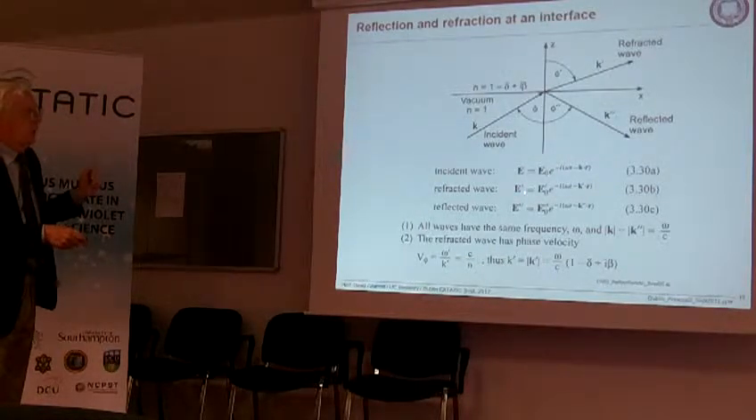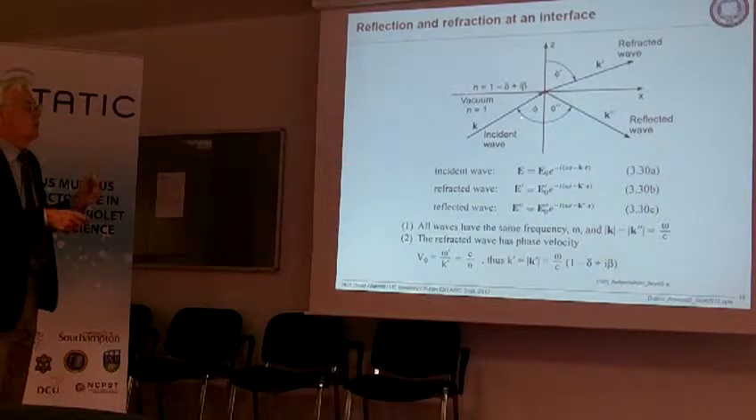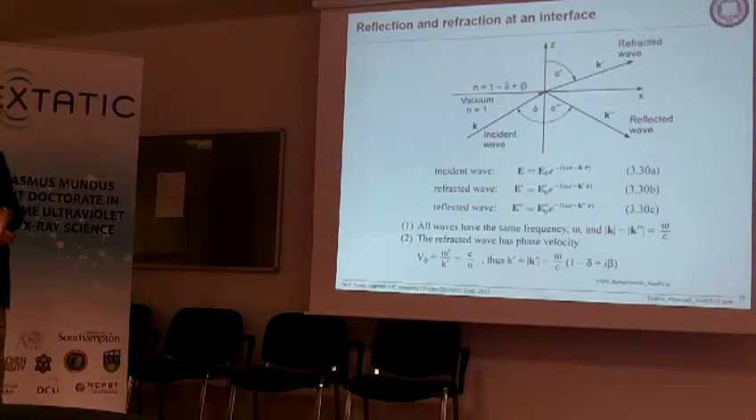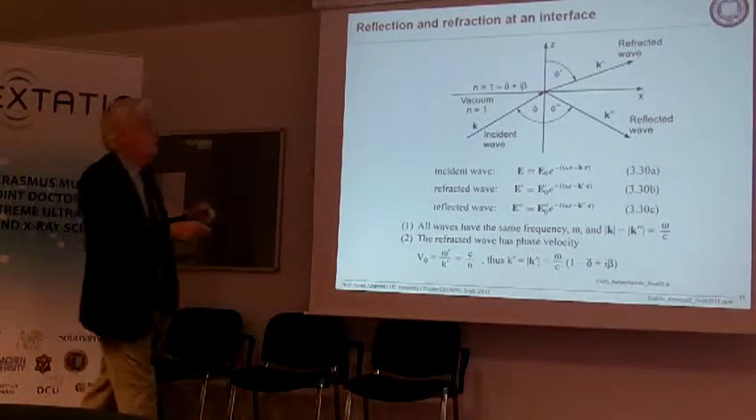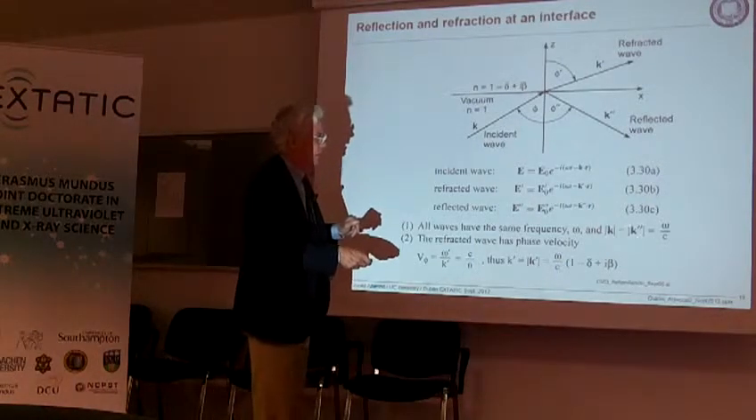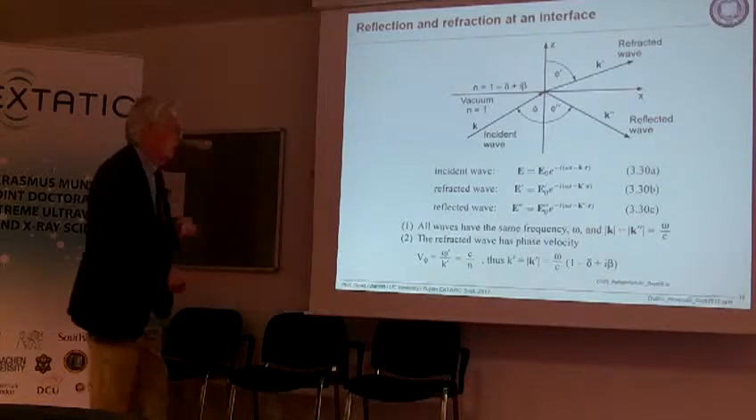They have the markings on the amplitudes and different wave vectors. And the question is, what are the angles and what are the amplitudes of the waves that go through? All waves have the same frequency. So the magnitudes of the Ks, in vacuum at least, are omega over c.